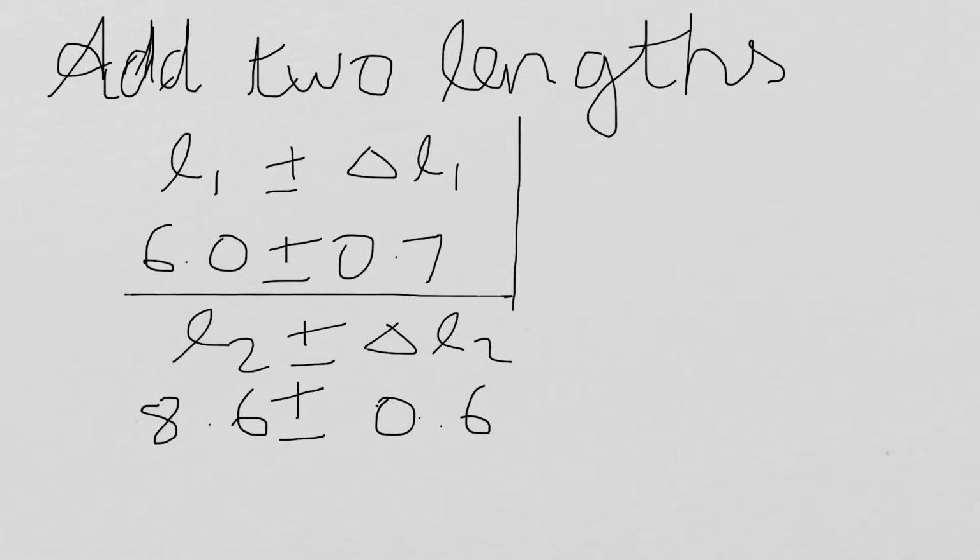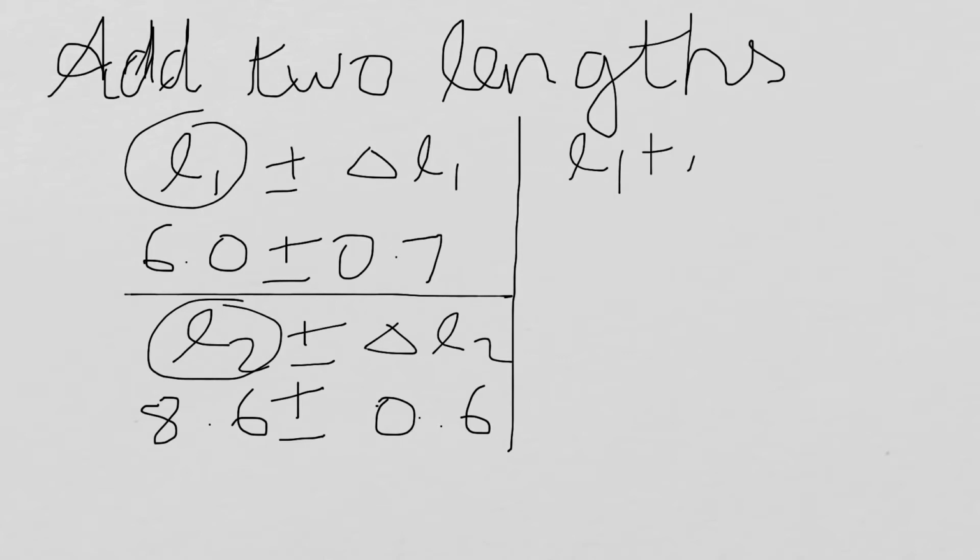Now for this there is a formula. You have to add this length and this length first. So the formula becomes L1 plus L2, then plus or minus, and in the bracket you put delta L1, the tolerance value or absolute uncertainty, and delta L2, bracket closed.